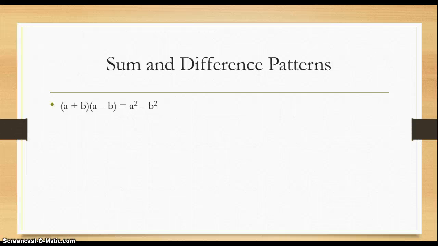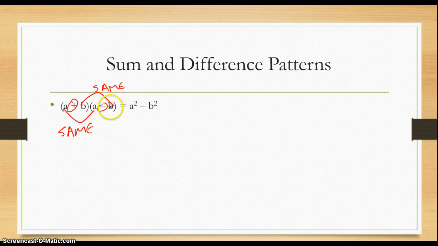Okay, sum and difference patterns. Now, in parentheses a plus b, and in new parentheses, a minus b equals a squared minus b squared. What this is saying is that your a's are the same and your b's are the same. But you have a sum and difference. So we have a sum and a difference. But our a's are the same and our b's are the same.